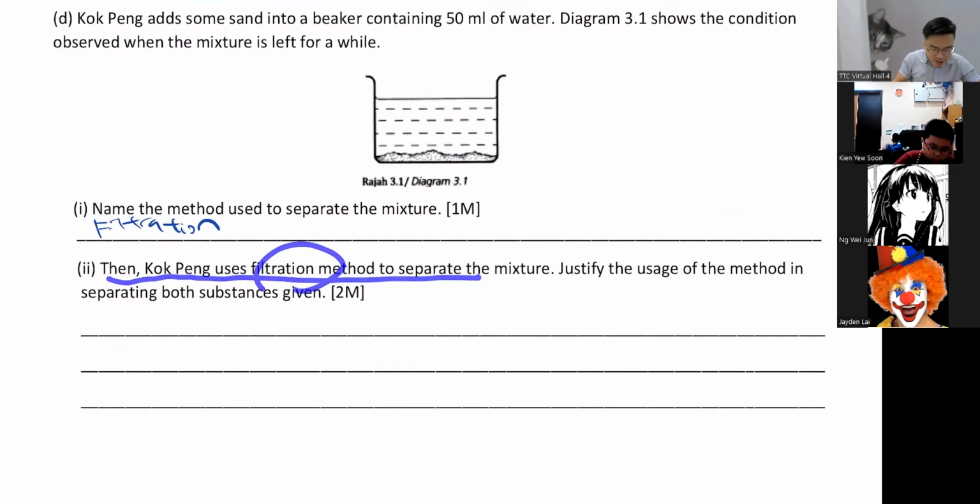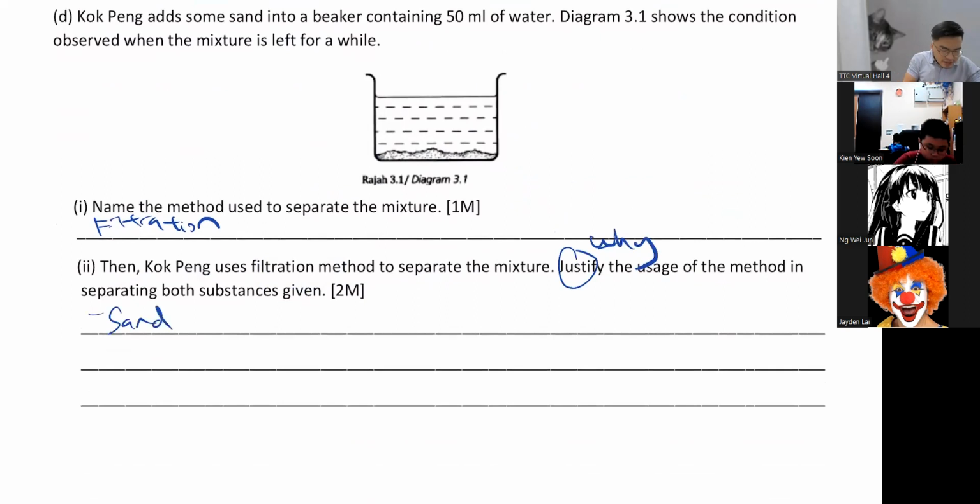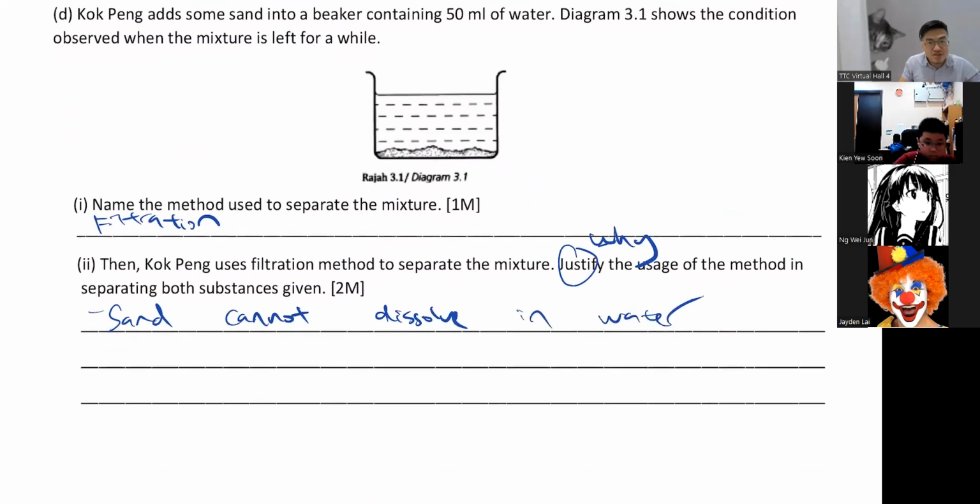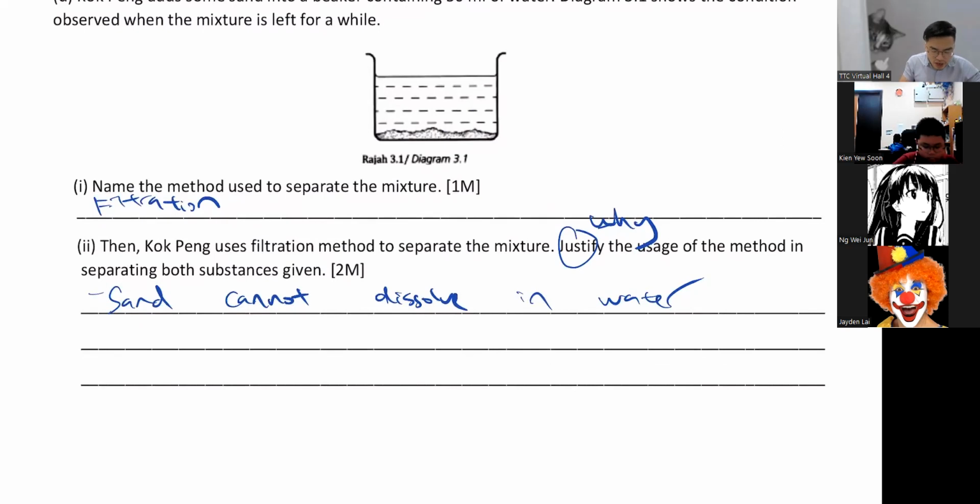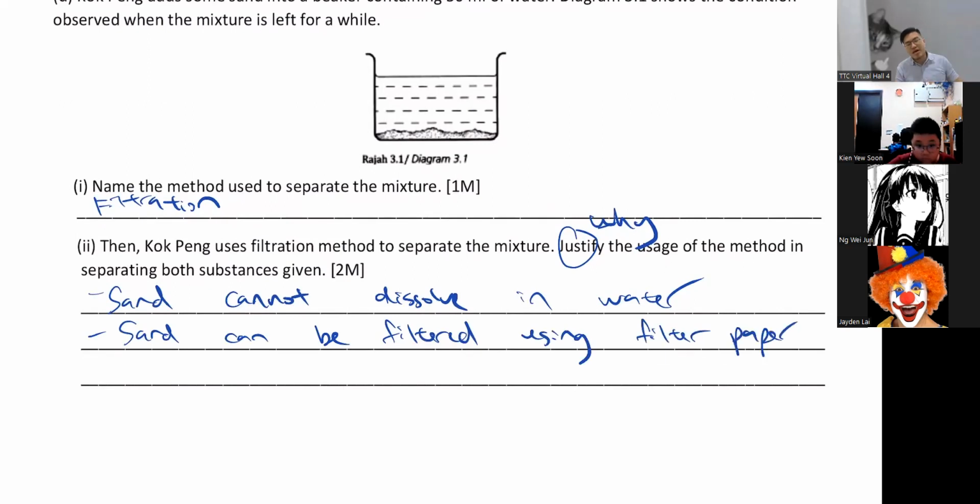Hey, they give you an answer already. Justify the usage of the method. Justify means they want you to explain why you use the method. Because sand cannot dissolve in water. This is why you can use a filter. So sand can be filtered using filter paper. You use filter paper, you can get rid of it. So that's how you get rid of sand.